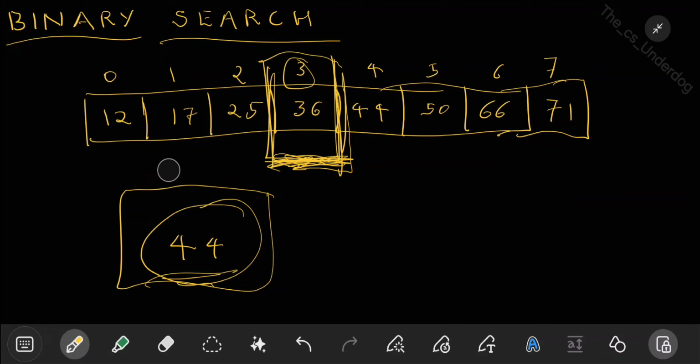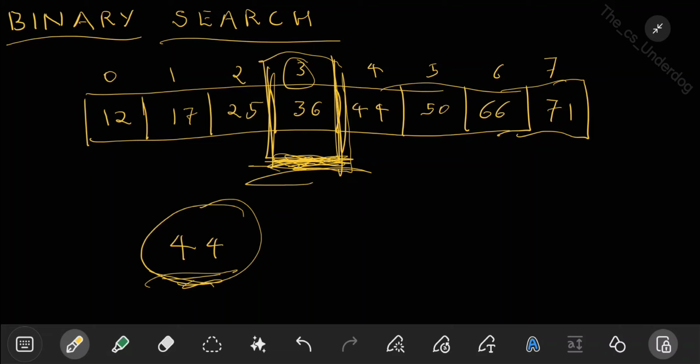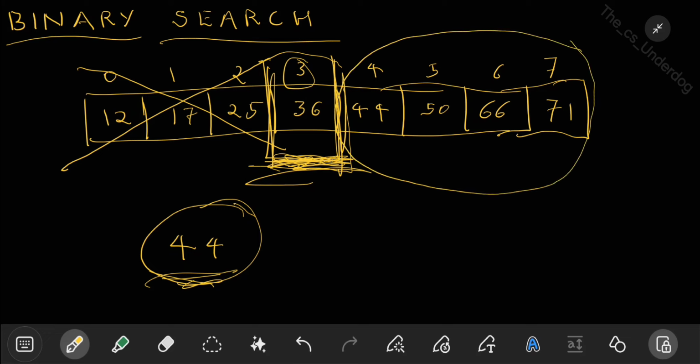So in this case, what is the situation? You are searching for 44 and you know 44 is larger than 36, which means the value 44, if present in this array, will be present in the right side of 36, which means you can eliminate the left part of 36. So in this part of the array, you know the searched element won't be found. So at present, you are only having this much of the array in consideration.